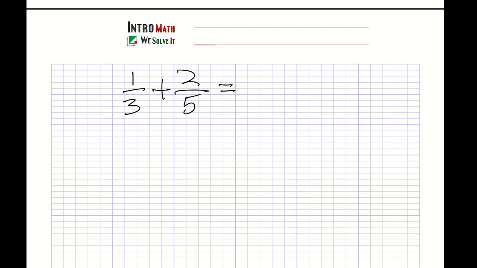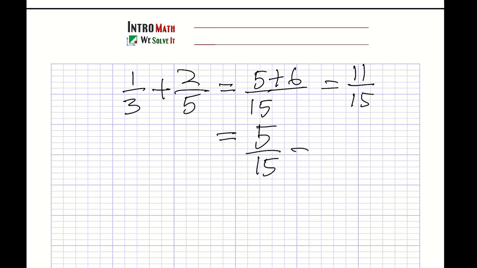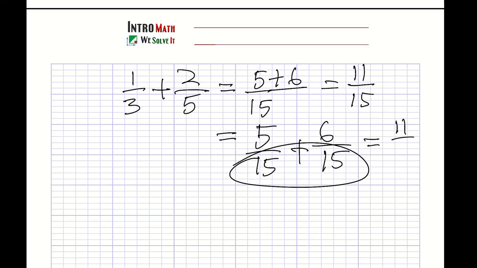Remember, we solved it. We got 15. We wrote 15, and then we did all the work, right? And we got 11 over 15, right? See, what I forgot to mention is this. This is the same thing as 5 over 15 plus 6 over 15. That's all. We were looking for the same denominator. We want to equalize the denominator. So that's what we did there. That's the same thing as 11 over 15.